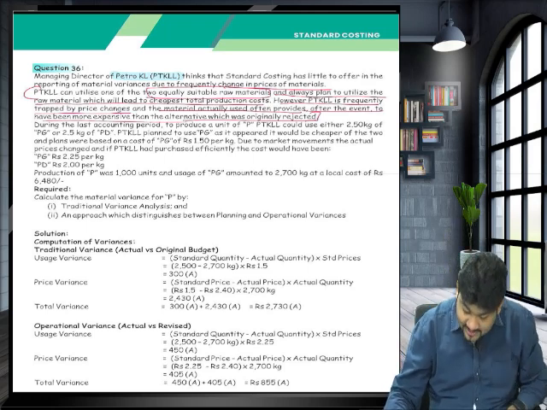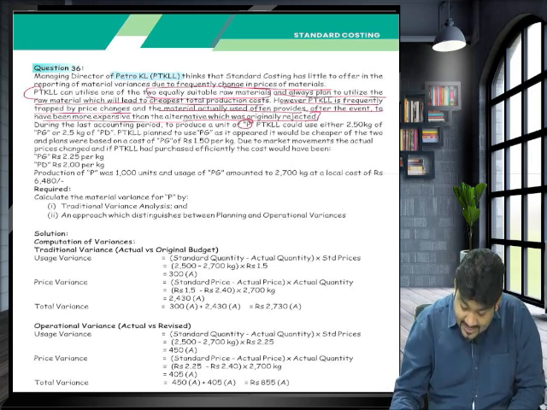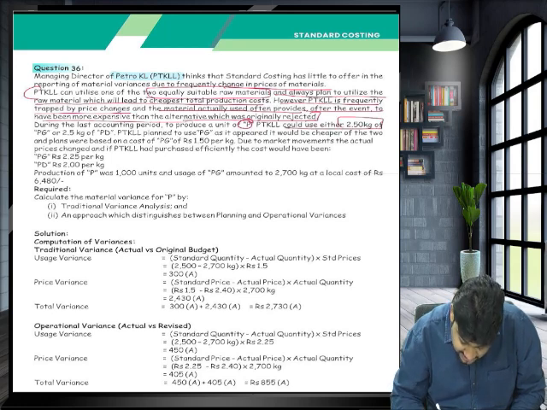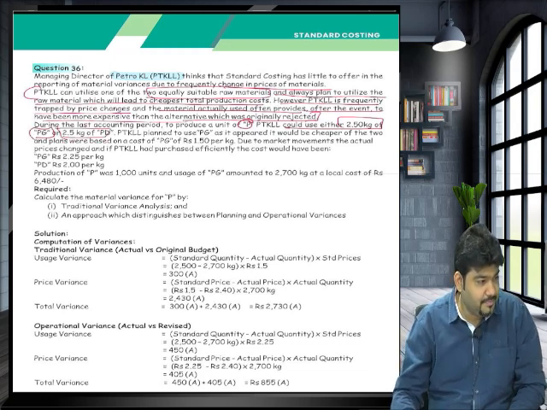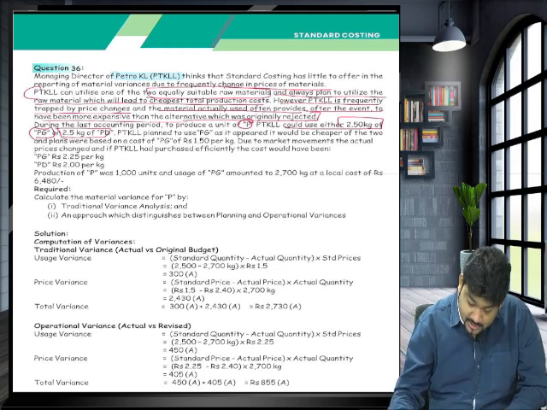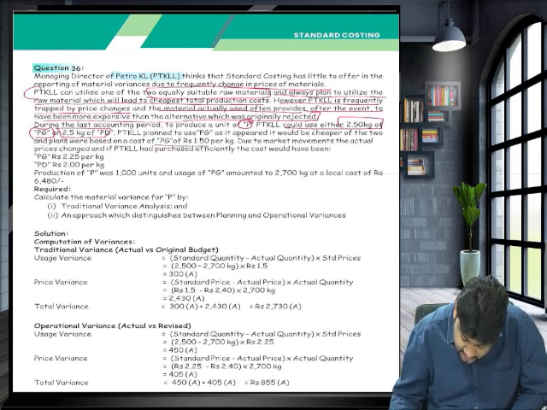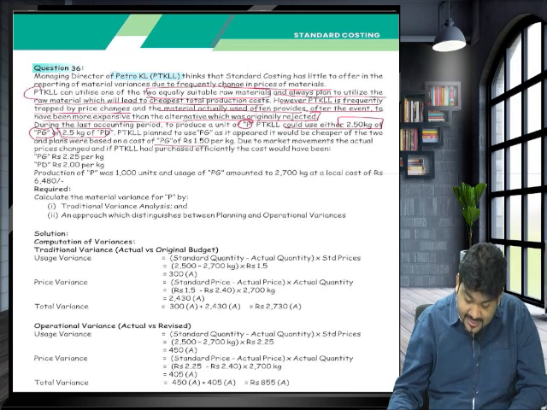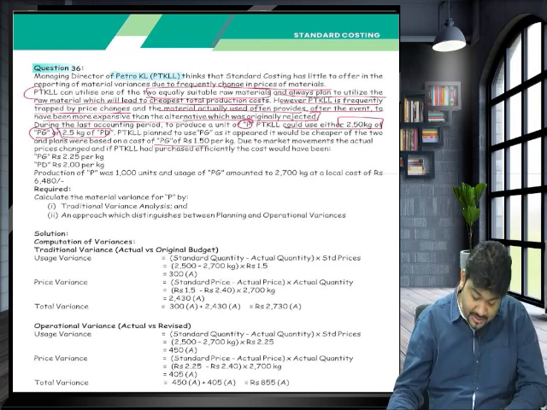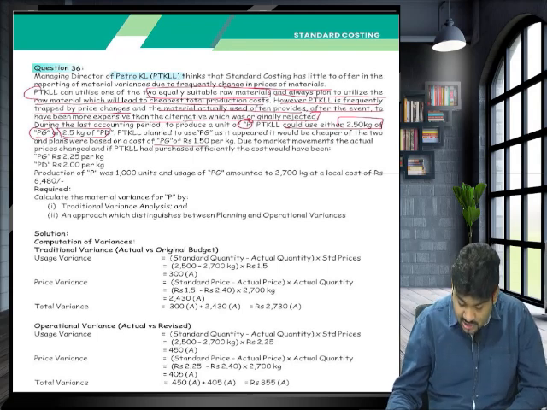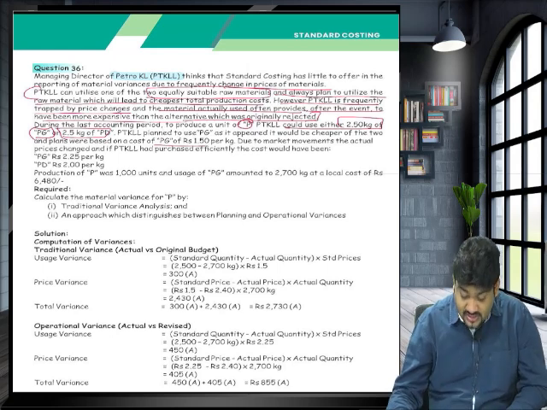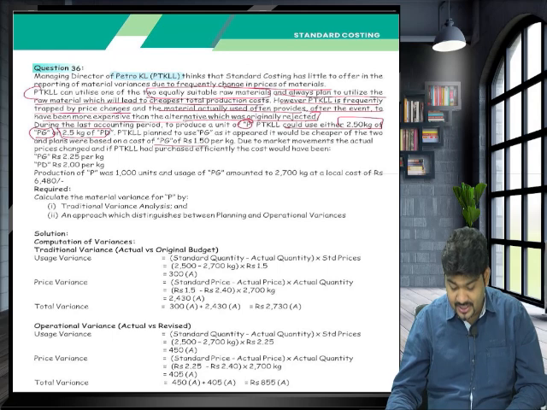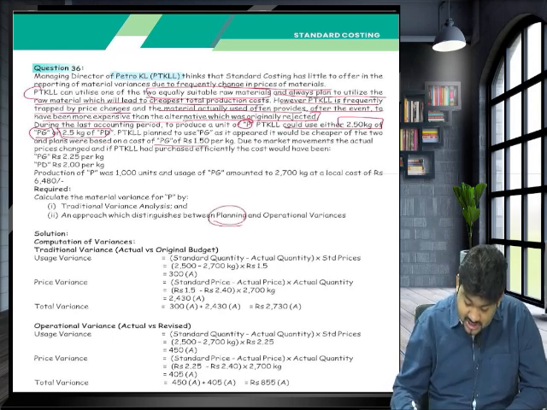Very good. During the last accounting period, to produce a unit of P, PTKLL could use either 2.5 kg of PG or 2.5 kg of PD. PTKLL planned to use PG as it appeared it would be cheaper of the 2, and plans were based on a cost of PG of rupees 1.5 per kg. Due to market movements, the actual price changed, and if PTKLL had purchased efficiently, the cost would have been PG 2.25, PD 2 per kg. Production of P was 1000 units and usage of PD amounted to 2700 kg at a total cost of 6480. Required: material variance for P, using the traditional approach which distinguishes planning and operational variance.